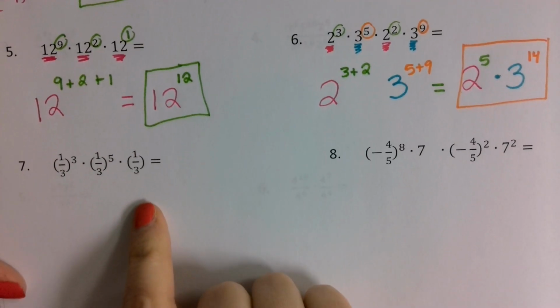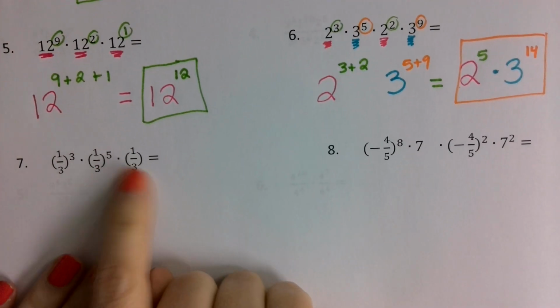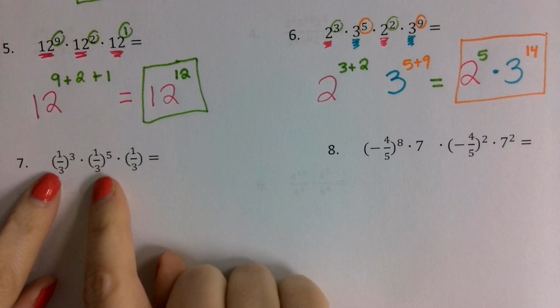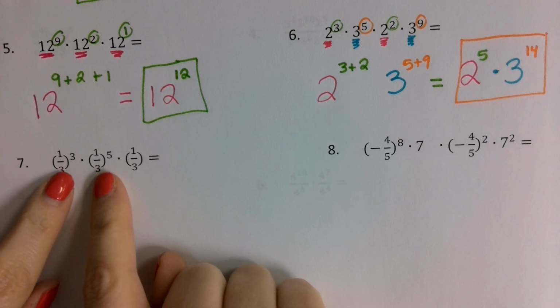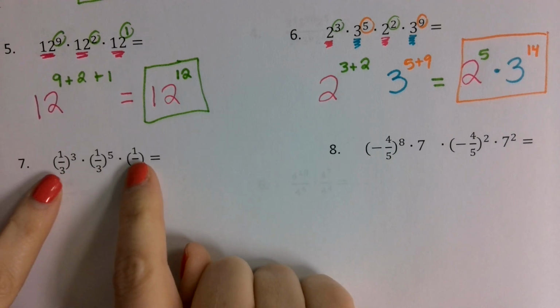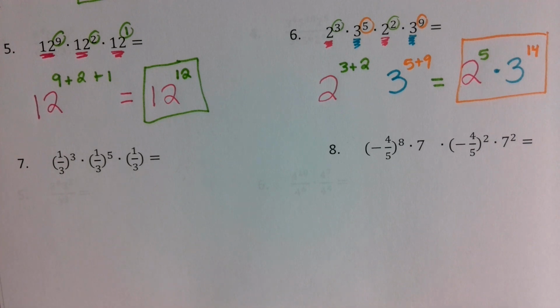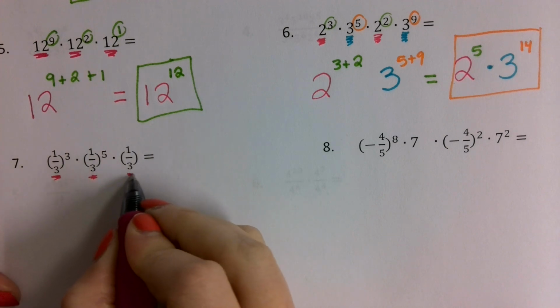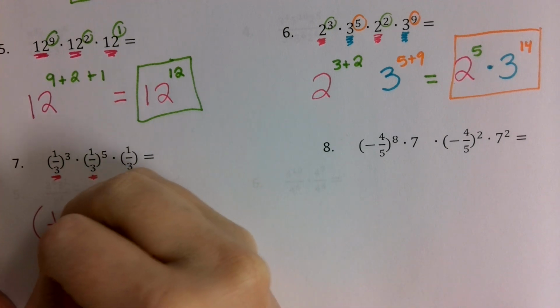Take a look at problem number 7. For problem number 7, I told you on Monday, it's very important that when you are dealing with fractions and negatives, you have to make sure you put them inside of those parentheses. So all of these have a similar base. They all have a base of 1/3. Just make sure that you are writing 1/3.